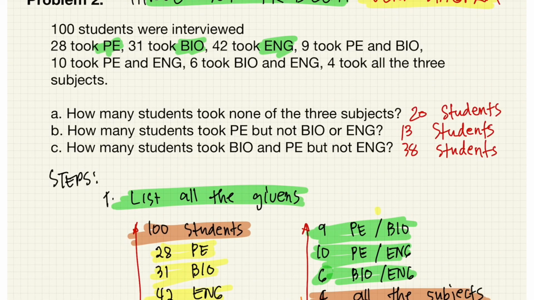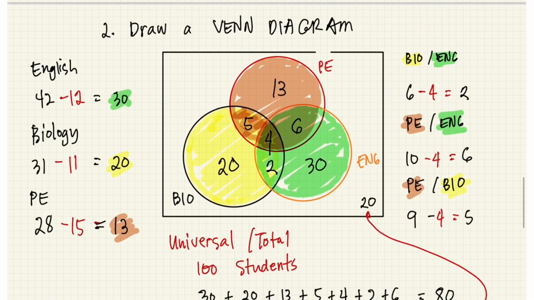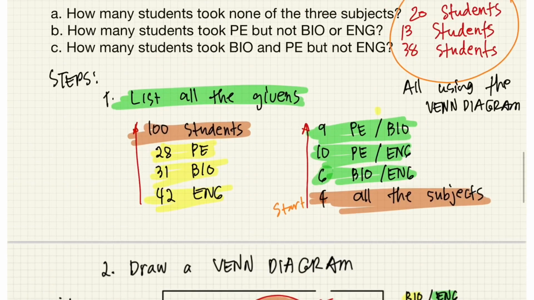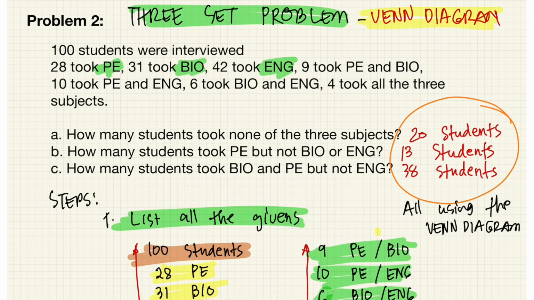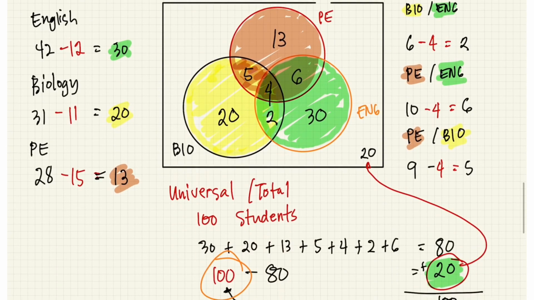So now our answers are here, all found using the Venn diagram. We were able to find all these answers by looking at the Venn diagram. You can't just simply write the answer by looking at the problem and identifying the givens. No, you have to use a Venn diagram, because the total number of students doesn't reflect how many students are in each region. So make sure you are familiar with the use of Venn diagrams.